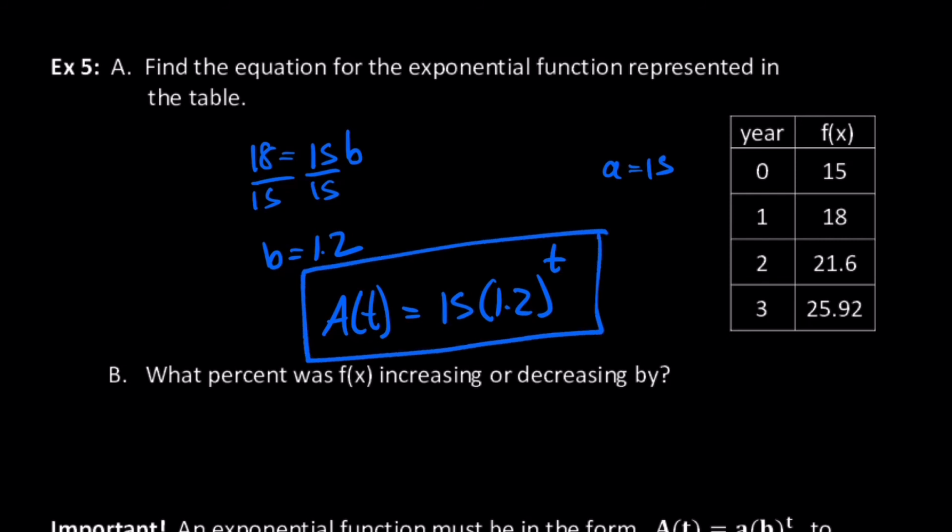What percent was f of x increasing or decreasing by? I'm not even going to use a formula now. We just talked about it. How far is this common ratio from 1? Well, 0.2. Okay, so 0.2 is what percent? 20%. And since it's more than 1, there's an increase, 20% increase.